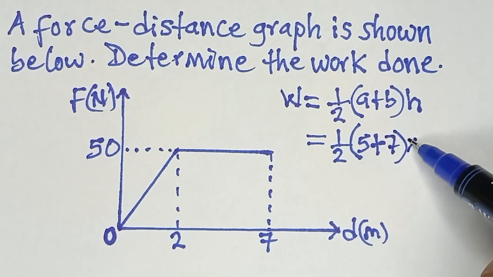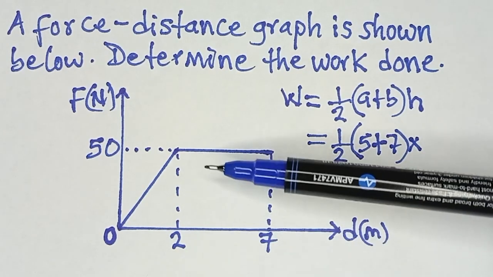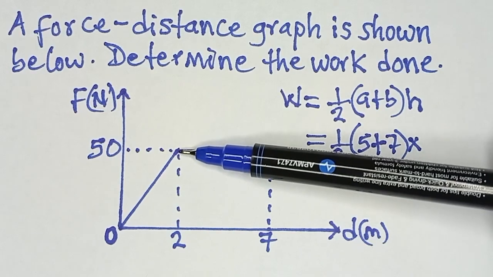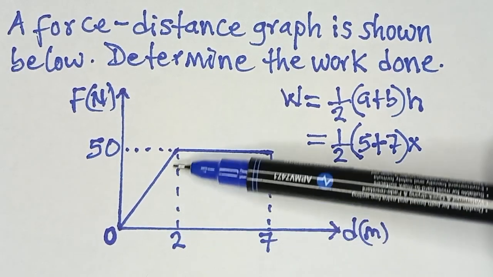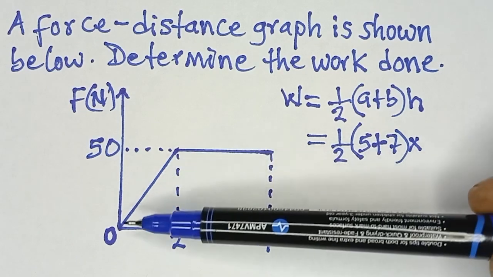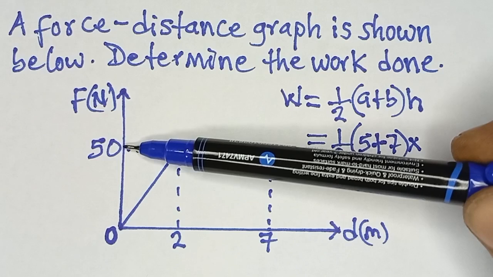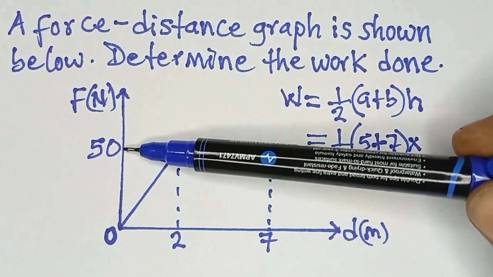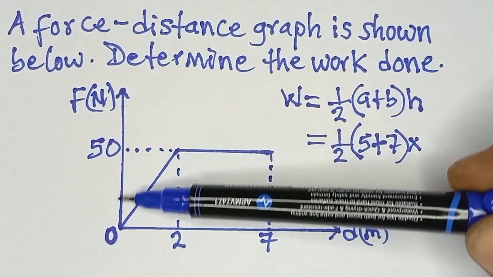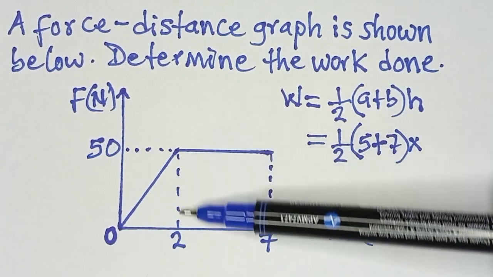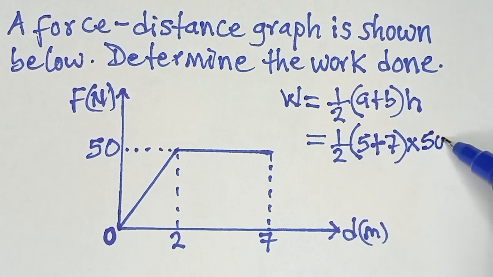And then multiply by the height of the trapezium. Now, the height of the trapezium is usually from this top here to the bottom. This vertical distance is the height, and we can always get that from the vertical axis. So from 0 up to 50. So this height of the trapezium is 50, which is this vertical height here. So that is 50 as the height, so we say multiply by 50.